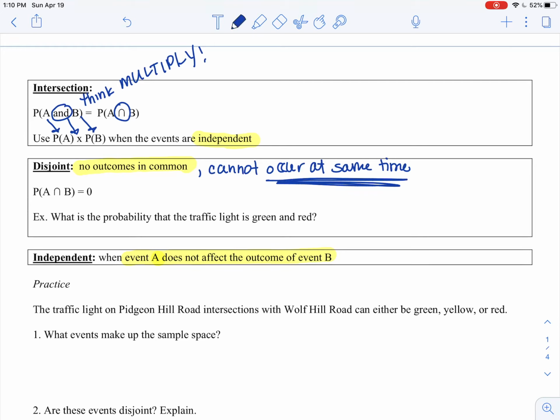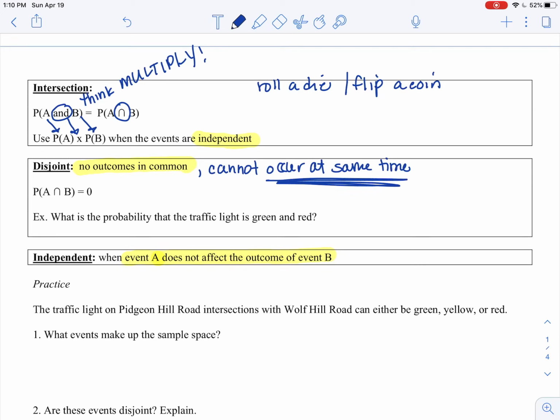Okay, so a perfect example of independent events: if you were to roll a die, and at the same time you were to flip a coin, is what happens with that die going to have any impact on what happens when you flip that coin? The answer is no. No matter what you get on the die, when you flip that coin, it's going to be a totally separate outcome. Those are perfect examples of independent events.